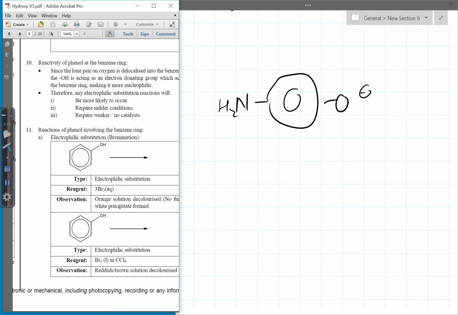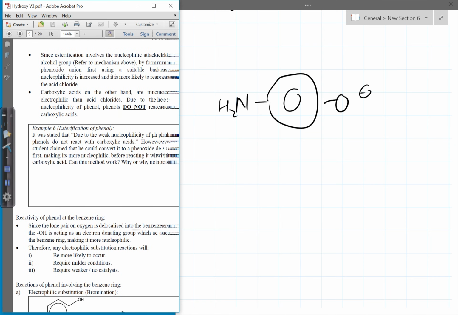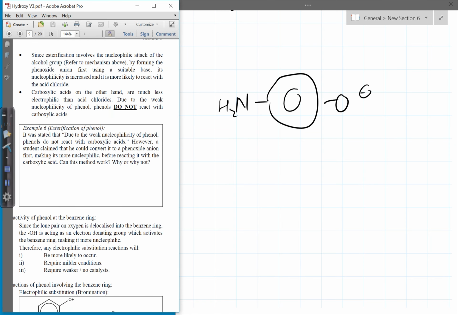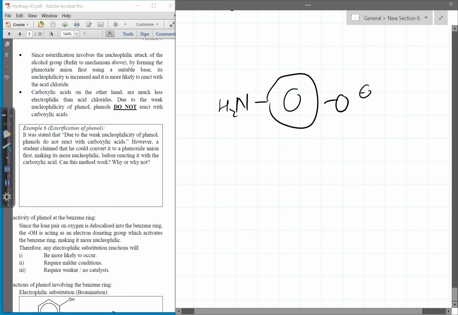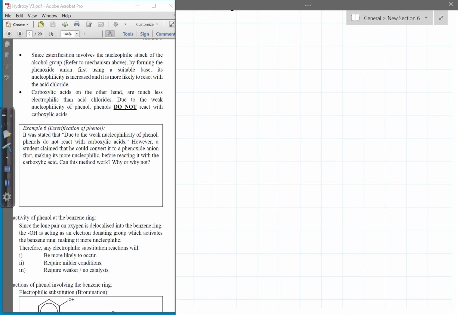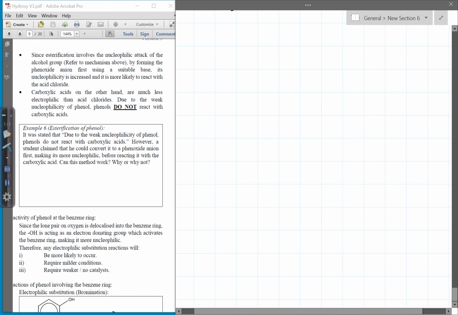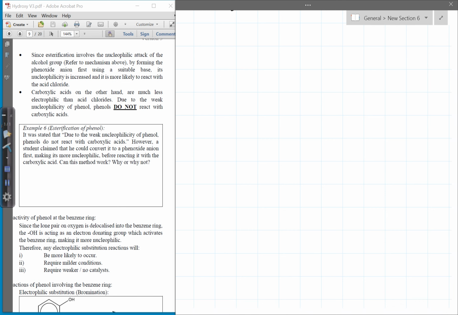And next part. Since esterification involves nucleophilic attack of the alcohol by forming the phenoxide anion first using a strong base, its nucleophilicity is increased and is more likely to react, right? This was once asked before in A levels to explain why you add Na or your NaOH, right? This is the reason why, to make it more nucleophilic, right? So carboxylic acids, on the other hand, are much less electrophilic than acid chlorides, hence they won't react with your phenol, right?